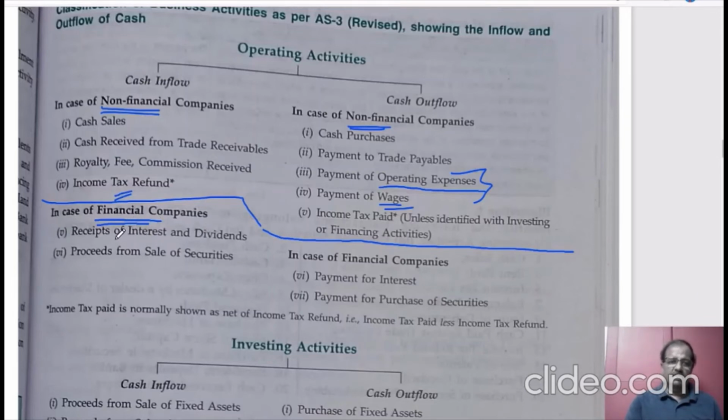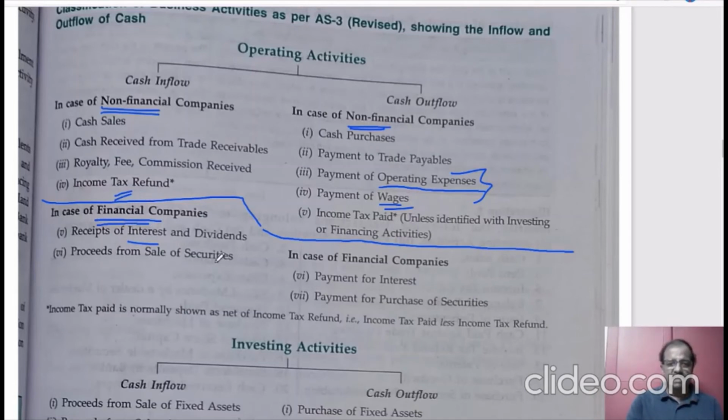looking at the sum, we need to confirm whether it is a financial company or non-financial company, because it's very important, it will differ. Receipts of interest and dividend is the operating activity inflow in the case of a financial company, whereas in the case of a non-financial company, this cannot be considered as operating. It's only a non-operating inflow. Okay. So here we have invested outside, and from there we are getting interest. This is operating activity cash inflow in the case of a financial company.